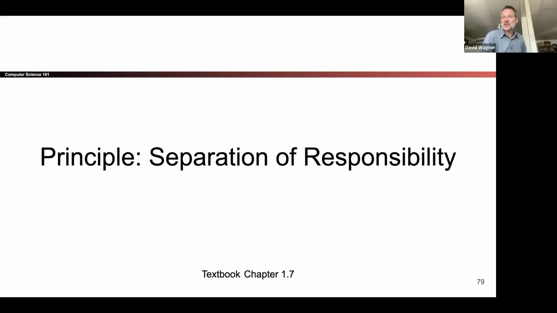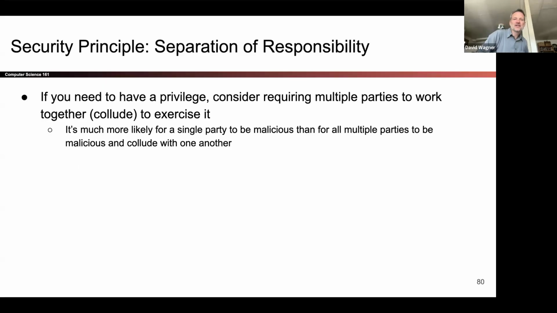Absolutely. So separation of responsibility is a principle that's based on this. The idea is if you have something really critical you need to protect, you can try to come up with a way so it requires multiple people to work together and collude to approve it or to misuse it. No one person could misuse this resource. It would take a conspiracy of two or more people to misuse a resource. And presumably, a conspiracy of two is less likely than one person on their own doing it.